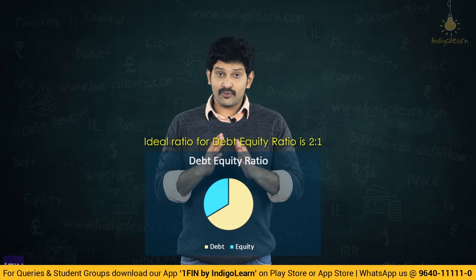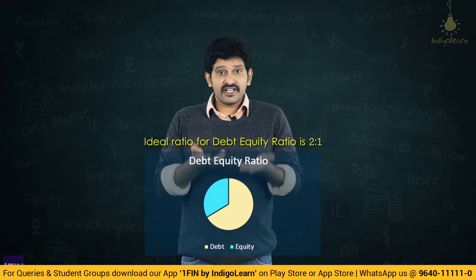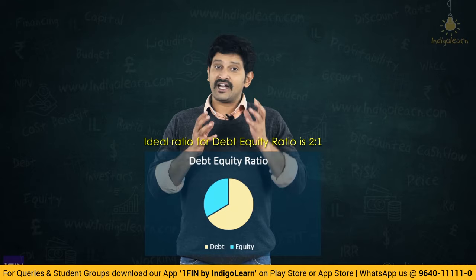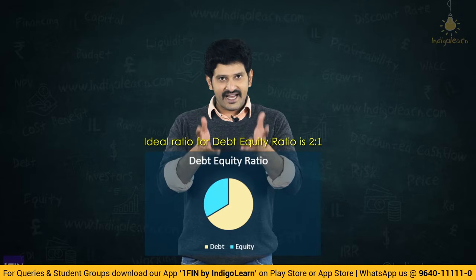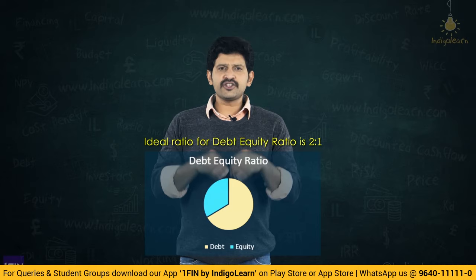But then why should we have debt? There is a leverage benefit, which we'll be seeing in the chapter on leverages. Therefore, debt will definitely have an advantage in the name of leverage, as well as there's a tax benefit for the interest on debt. Therefore, debt can be there as an advantage, but there is a limit. Therefore, in general, the ideal debt equity ratio is seen to be 2:1.